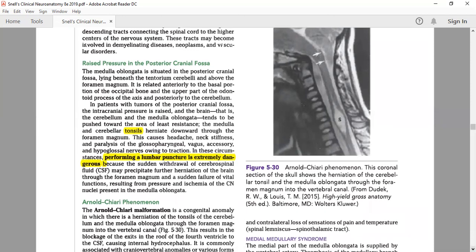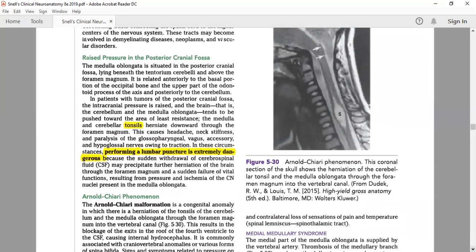In these circumstances, performing a lumbar puncture is extremely dangerous because the sudden withdrawal of cerebrospinal fluid may precipitate further herniation of the brain through the foramen magnum and sudden failure of vital function resulting from pressure and ischemia of the cranial nerve nuclei present in the medulla oblongata.